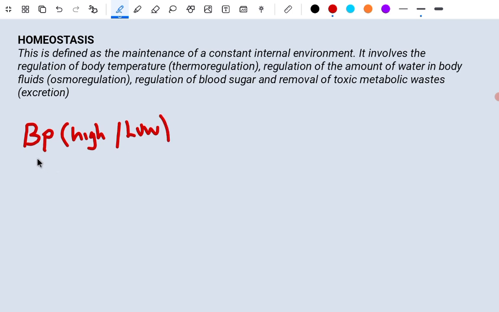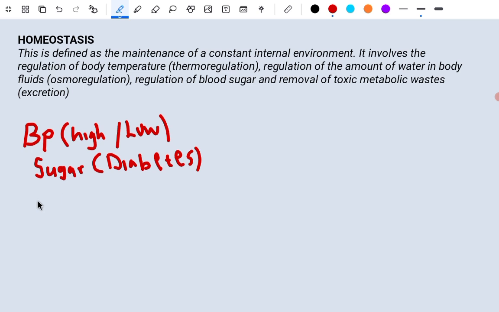Then we also have what we call sugar. High levels of this sugar is called diabetes. These are conditions that we are aware of. Diabetes is a condition where there is too much sugar in the body.